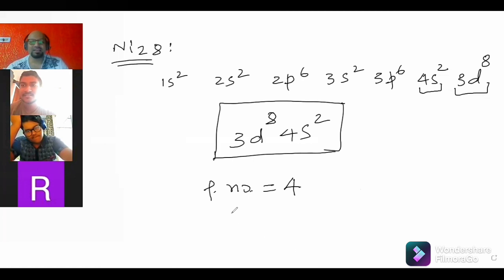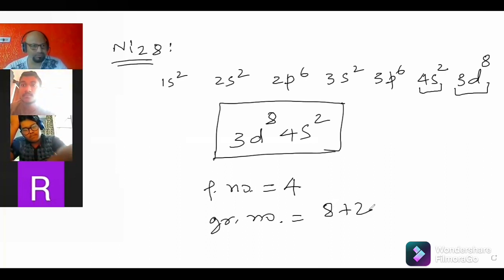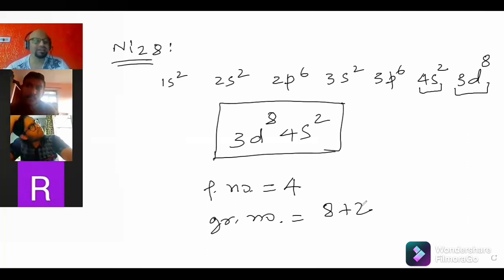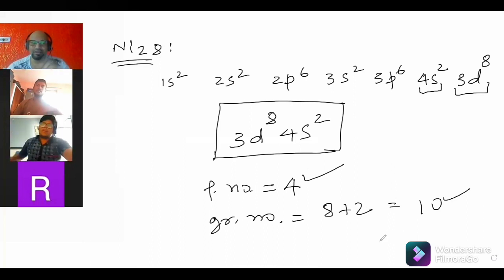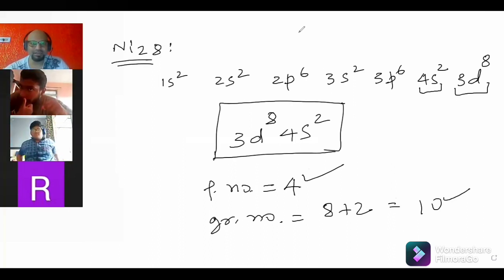Fine. Now period number is this, and now what is the group number? See group number carefully. 8 plus 2. You don't need to add 10. I explained to you that only in the P block do I need to add 10. Here you don't need to add 10. So how much is it coming? 10. So for nickel, what will be the period number and group number? Period number is 4, and group number is 10, that is 8 plus 2.